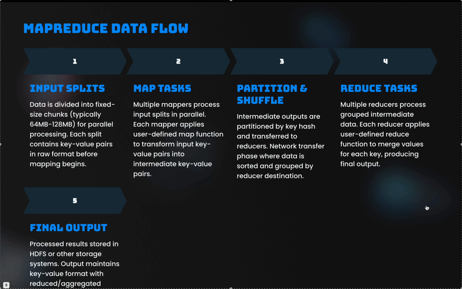MapReduce data flow. This slide shows the complete life cycle of a MapReduce program: input, mapper, shuffle and sort, reducer, and final output. The shuffle phase is critical because it groups data based on keys. This entire workflow runs across multiple machines simultaneously, making it highly efficient for large data sets.